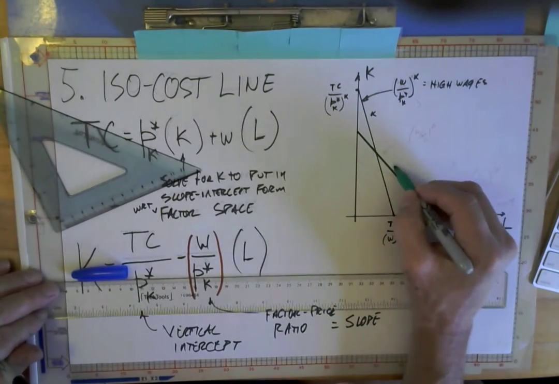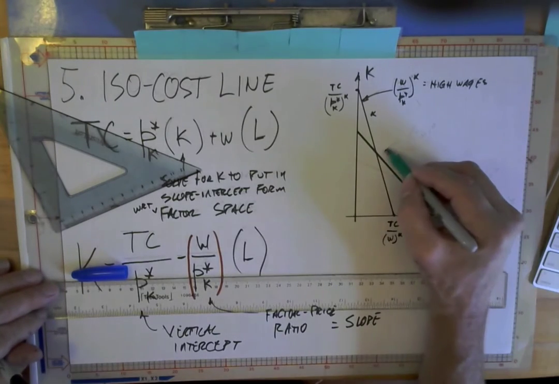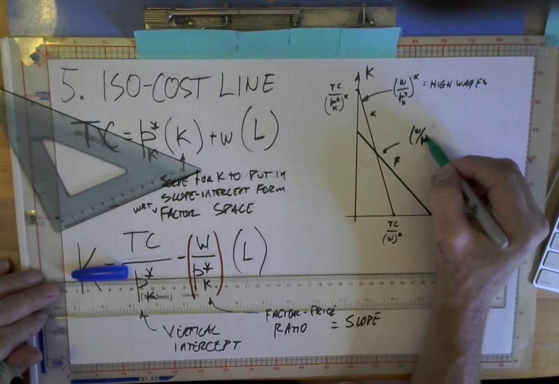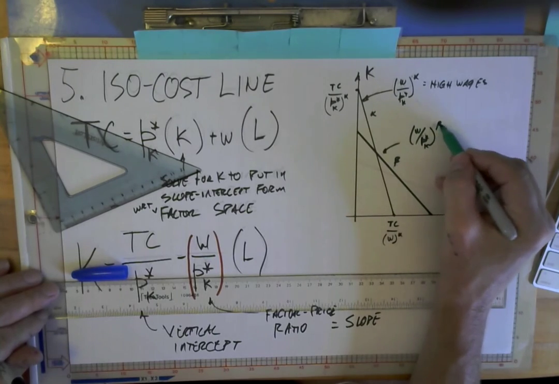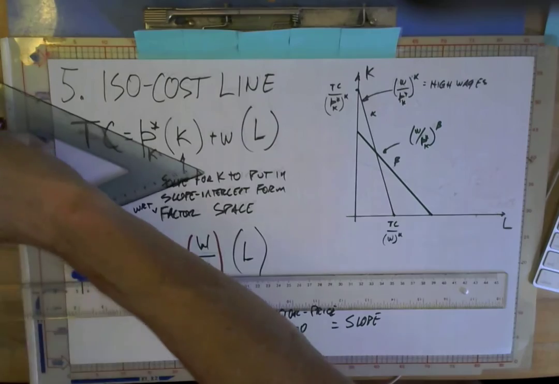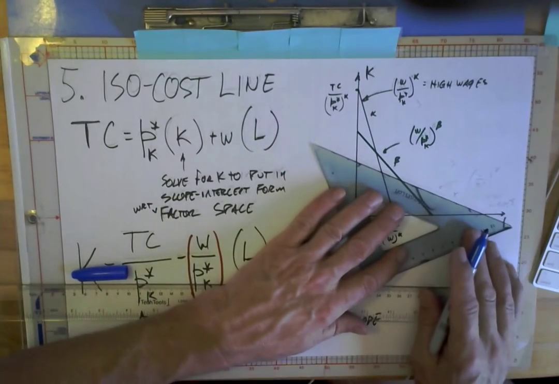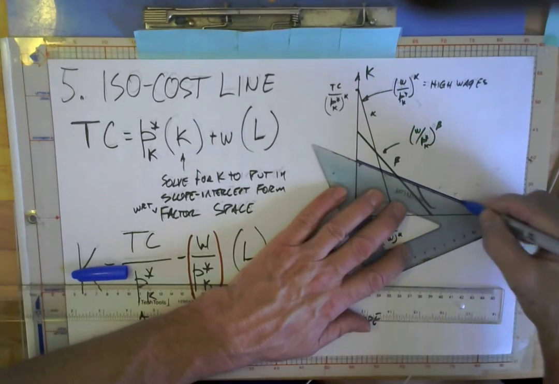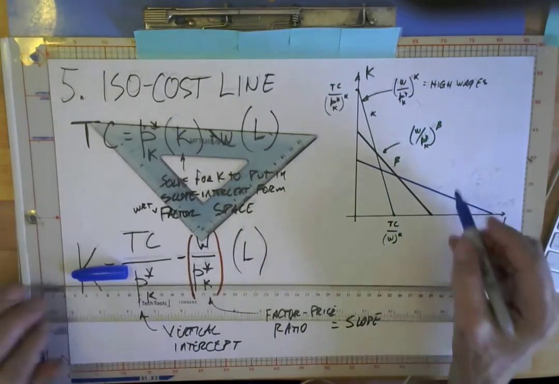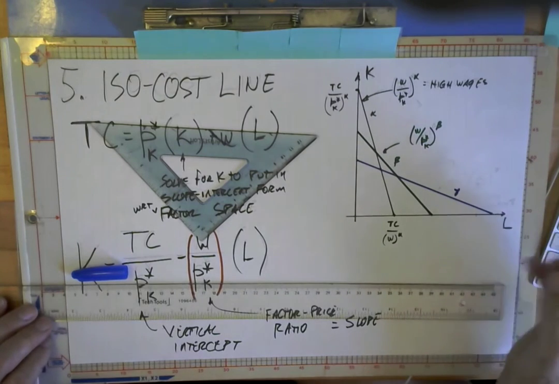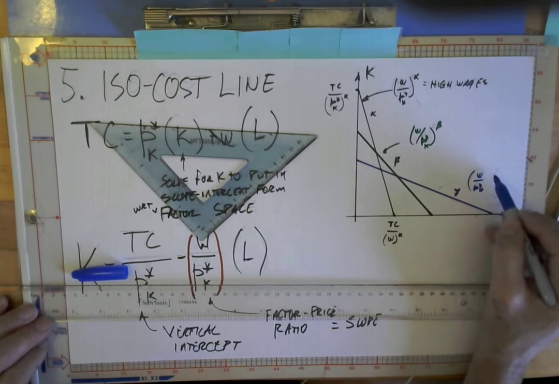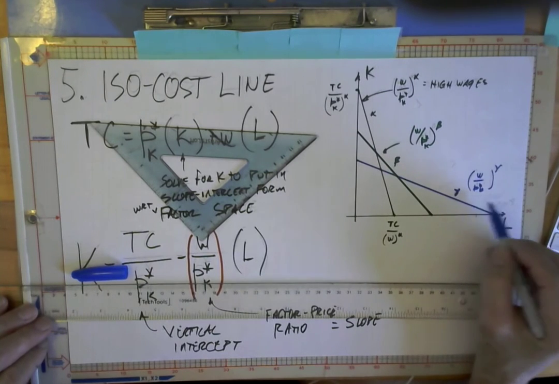This is going to be technique beta, where the slope is W over PK star beta. And lastly, you're going to have technique gamma, which is here. This is technique gamma, with slope W over PK star gamma. This is going to be the low wages.